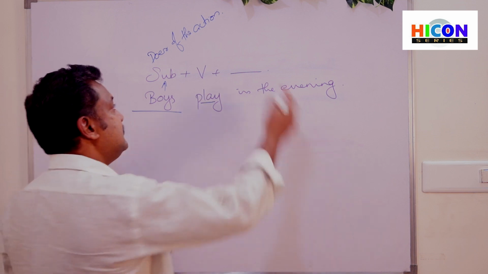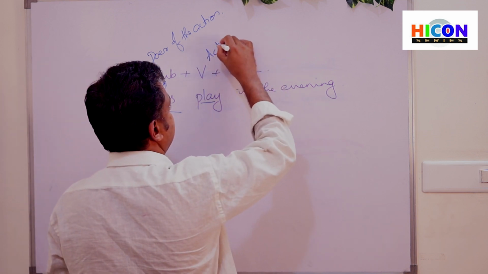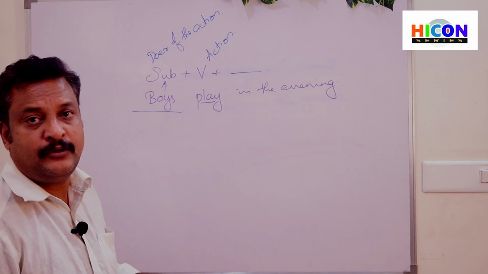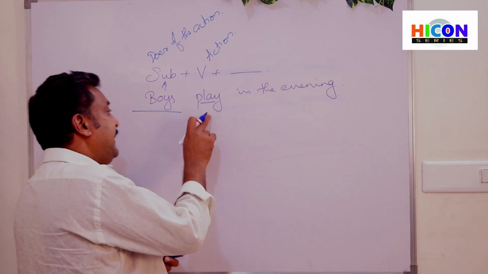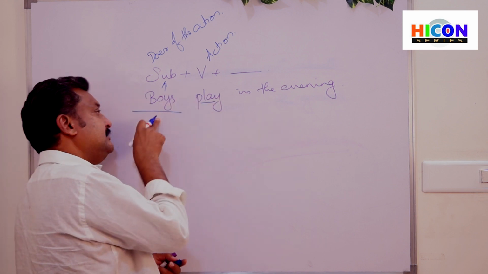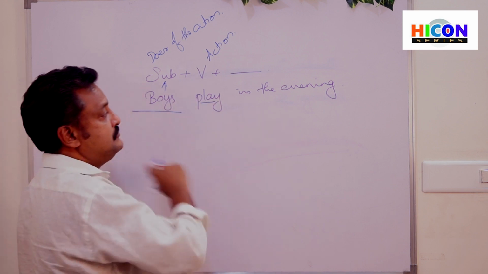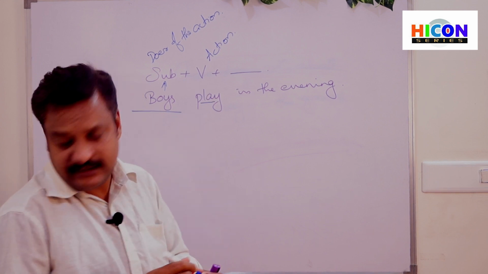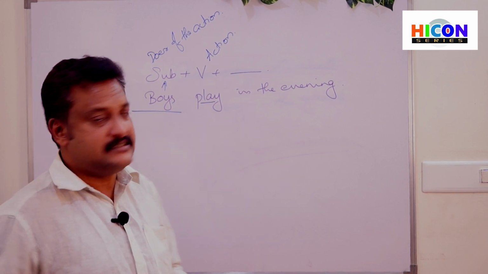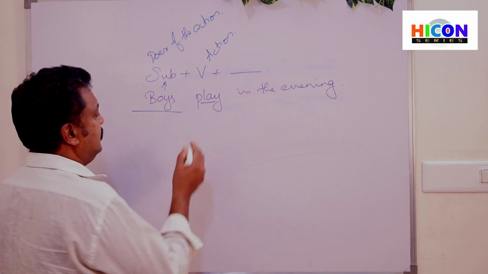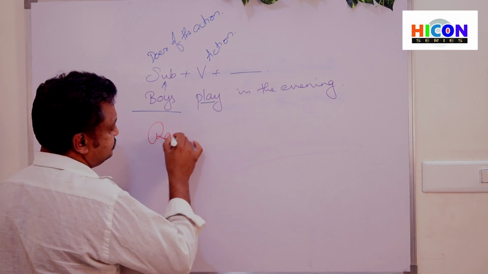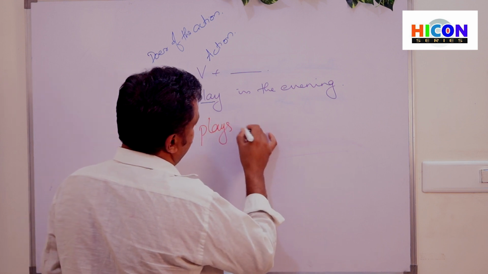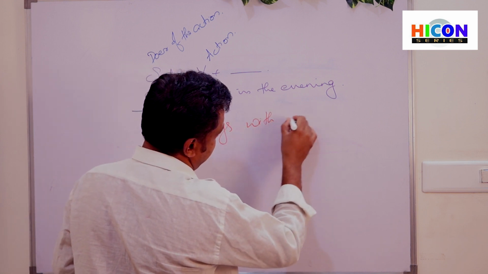Okay, verb is the action part. Balance part, it comes as it is. Right? So, play is the verb and that is done by the boys. Boys is the subject and in the ground is the balance part. Right? So, let me write another sentence there. Ram plays with a ball, isn't it?